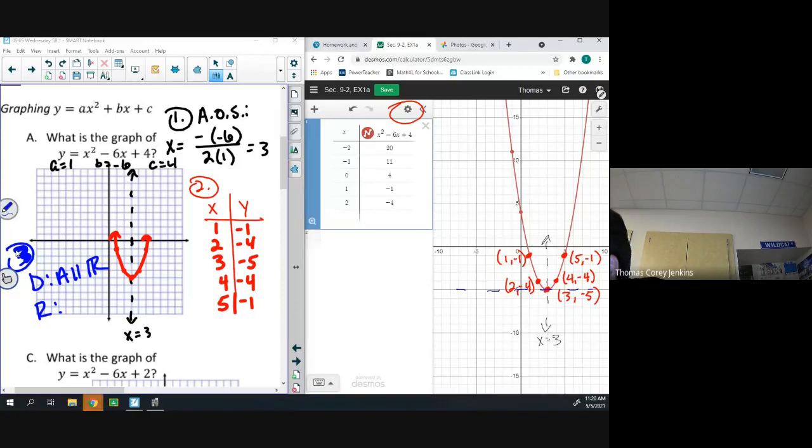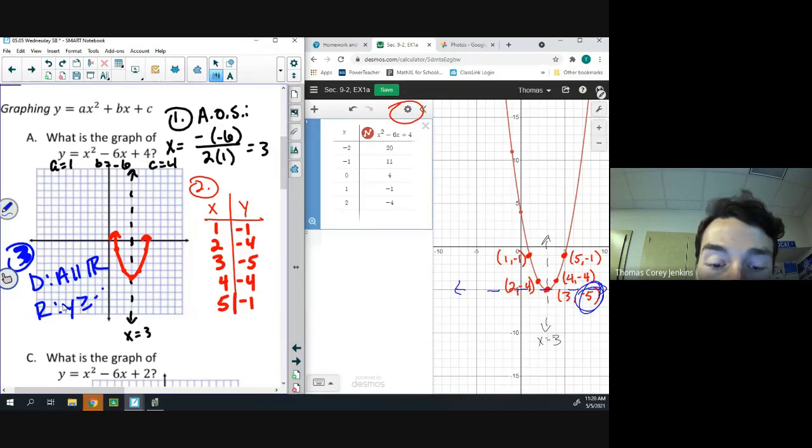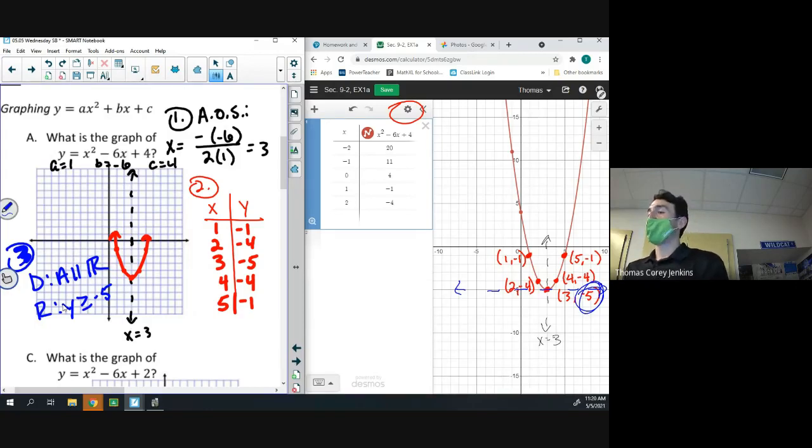So I'm looking at my vertex, and I can see that all values are either on my vertex or above my vertex, right? My vertex is my floor. So that means that all my y values are either equal to -5 or greater than -5, right? So we would say our range is y is greater than or equal to -5. That's the one where you have to think. Domain's pretty automatic. Range, you got to think a little bit, okay?